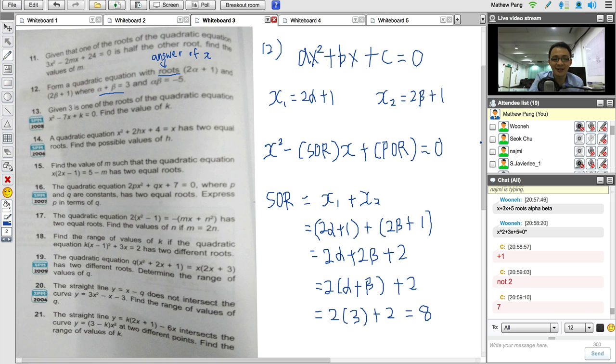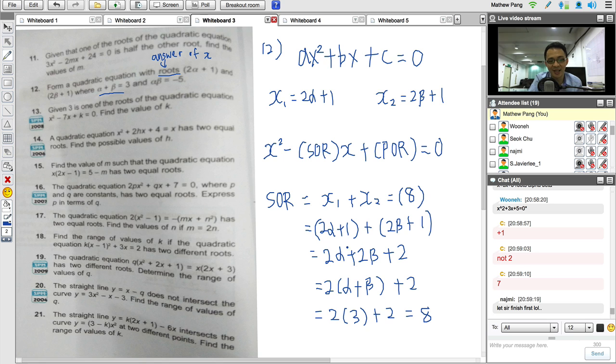Alright. Then, okay, now we got this equals to 8, right? So let me just summarize here. Sum of roots equals 8, after I solve all this. Alright, it's very simple because the information is finished already. Alright, then we do the product of roots.